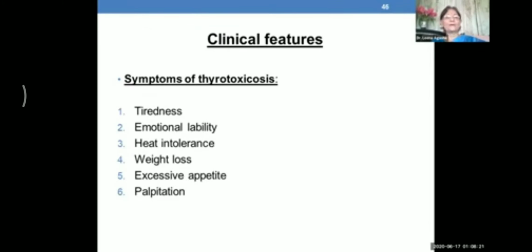Clinical features of hyperthyroidism. Symptoms can be tiredness, emotional lability, heat intolerance, weight loss, excessive appetite, and palpitation. See, the symptoms are different in hypothyroidism and hyperthyroidism. There is cold intolerance in hypothyroidism, heat intolerance in hyperthyroidism. There is weight gain in hypothyroidism and weight loss in hyperthyroidism. There is increased appetite in hyperthyroidism and decreased appetite in hypothyroidism.